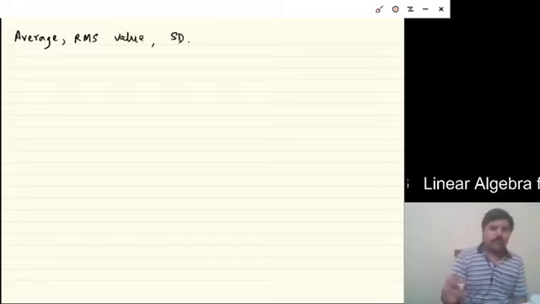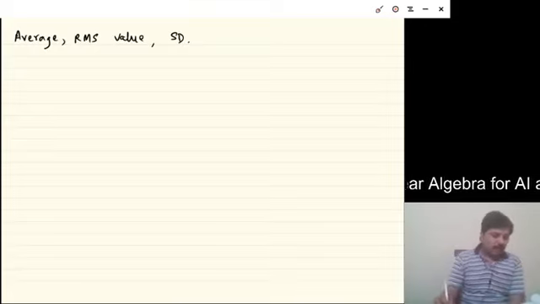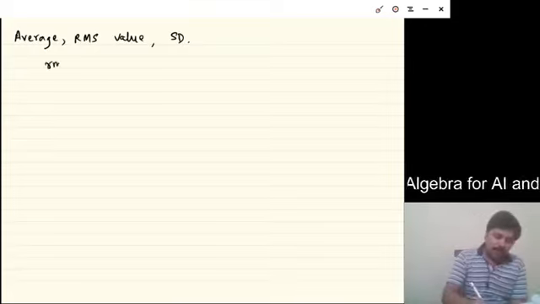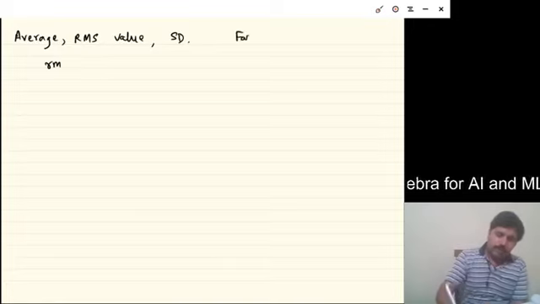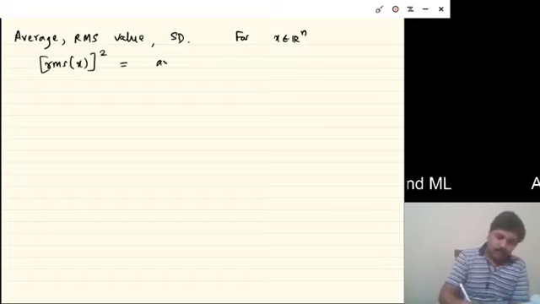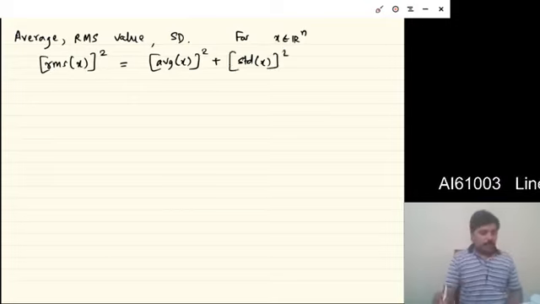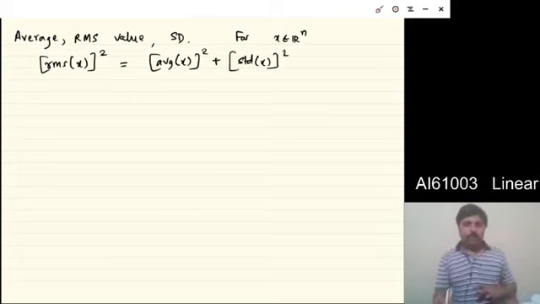Before going further, let us note an interesting relationship between average, RMS value and standard deviation. I abbreviated standard deviation by SD. And what is the formula? For any x in R^n, the RMS value of x, squared, is equal to the average of x, squared, plus the standard deviation of x, squared.